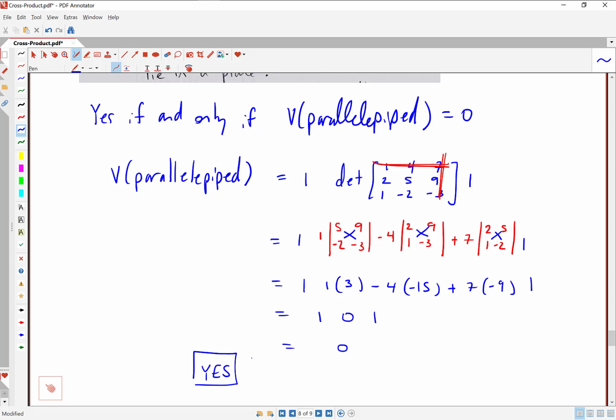So it is important to have the absolute value sign on here in general when you're calculating the volume of a parallelepiped, because a determinant can either come out positive, negative, or 0. And so if we're talking about a volume, certainly we want that volume to be non-negative.